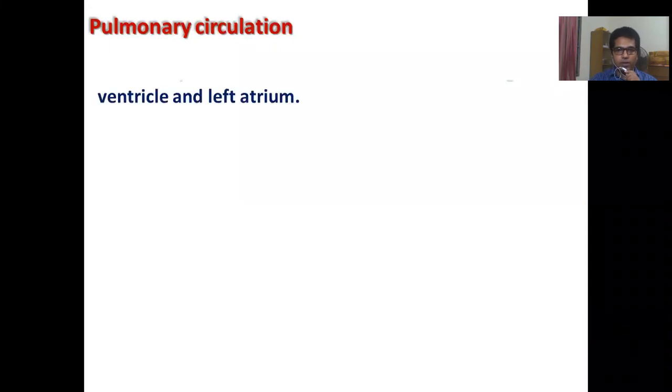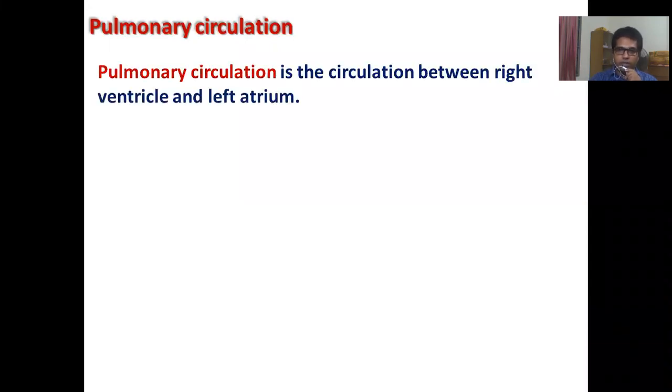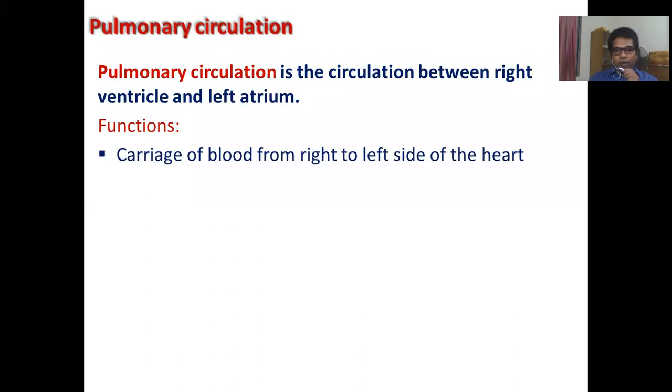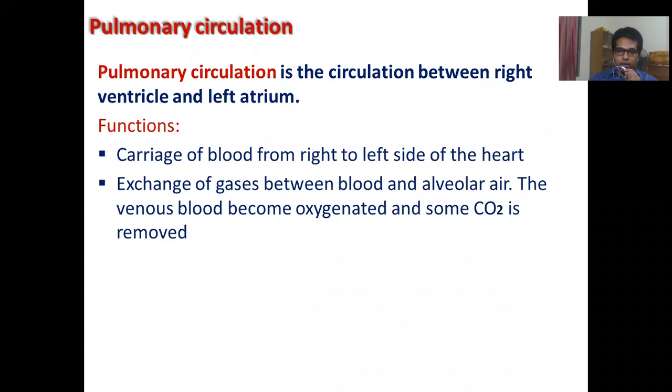What is pulmonary circulation? Pulmonary circulation is the circulation between the right ventricle and the left atrium. The very basic functions of pulmonary circulation are to carry blood from the right to the left side of the heart. At the same time, there is exchange of gases between the blood and the alveolar air, and the venous blood becomes oxygenated and some carbon dioxide is removed from the circulation.